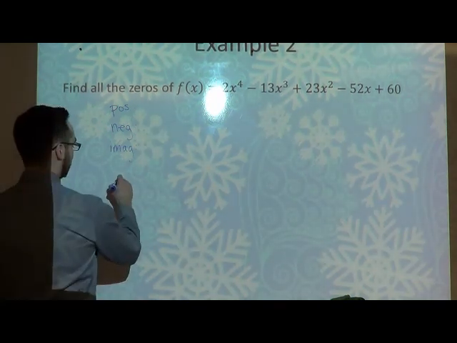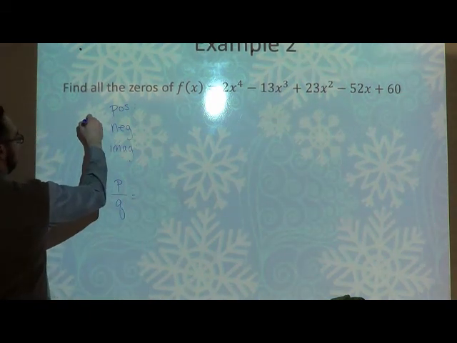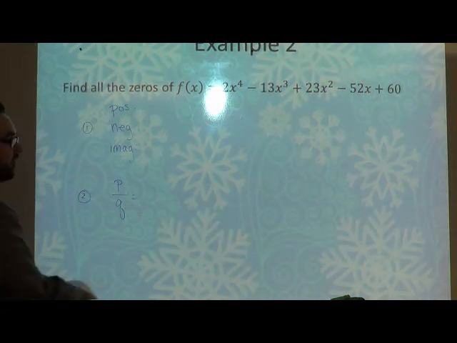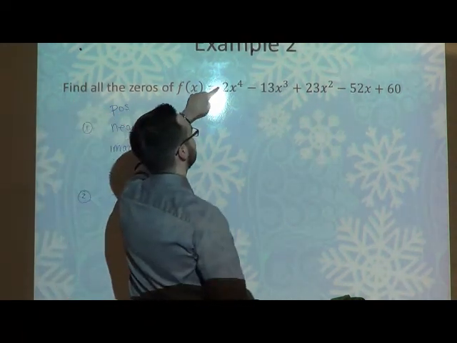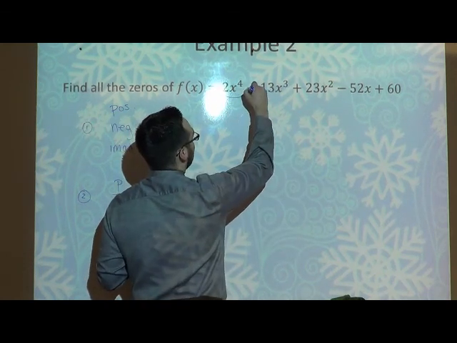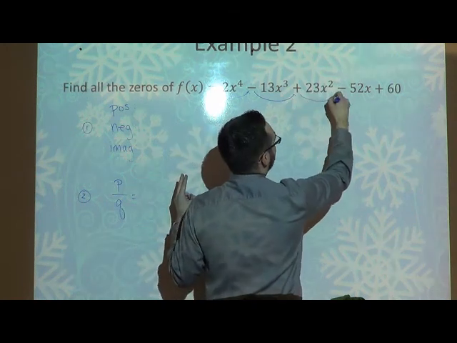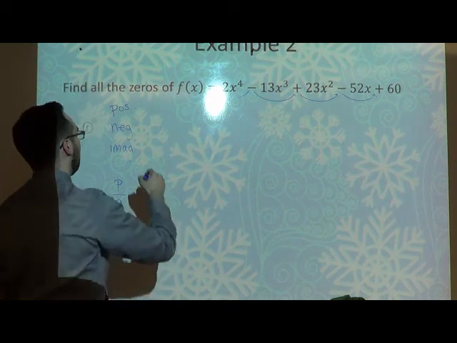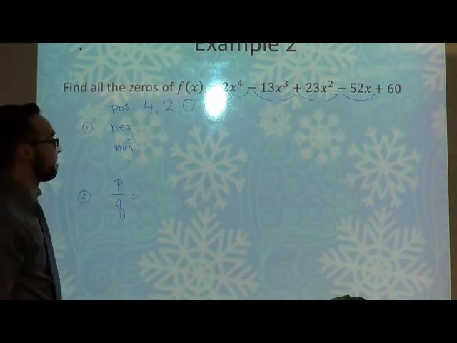Then we'll go into what are our possible rational zeros. So step 1 would be how many of each. Step 2 would be what are my possible ones. And then step 3 would be testing those and actually doing synthetic division. So let's test our sign changes. We have one sign change from here to here. We have another sign change. That's 2, 3, and 4. So I could have 4, I could have 2, or I could have 0.